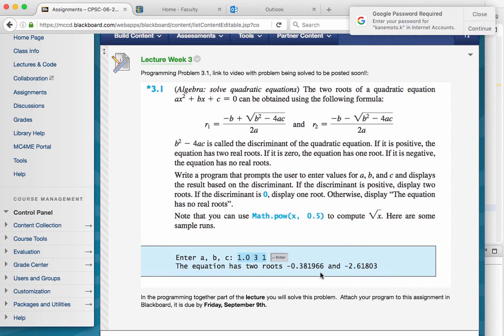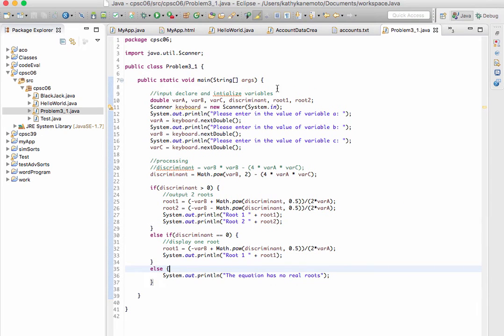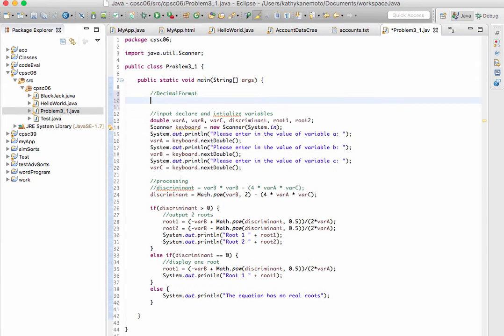Now he has it output to a certain amount of decimal places. And if you'd like to learn how to do that, I can show you. So a little bit extra here, if you'd like to format to a certain amount of decimal places, we'll use a class called DecimalFormat. This is part of the Java API called the DecimalFormat class. And this is a good way to format a double variable to a certain amount of decimals.